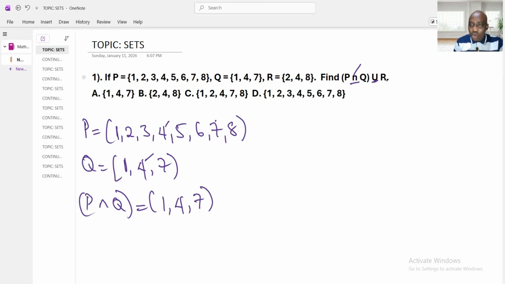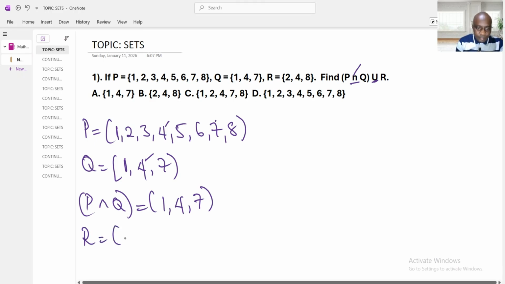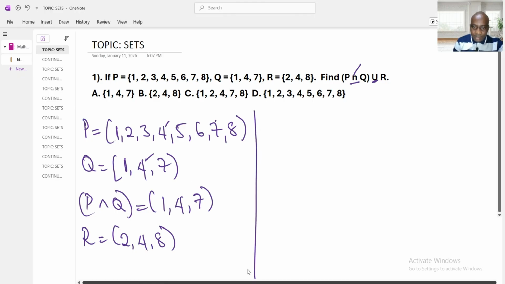The next step we are going to do now is look for R. Now the set R is what? 2, 4 and 8. Now the question said that we should look for the union of this one, P intersection Q, union R. This is what the question said that we should look for now.